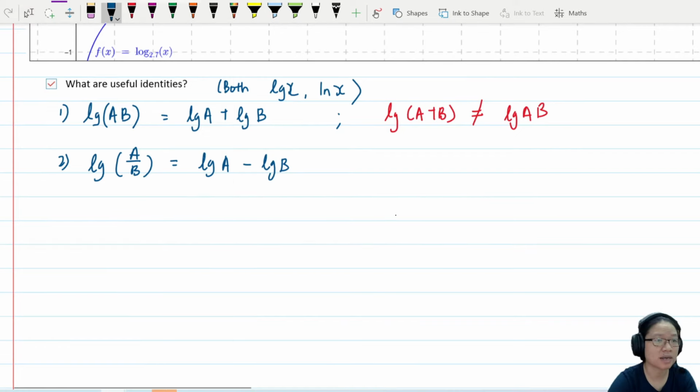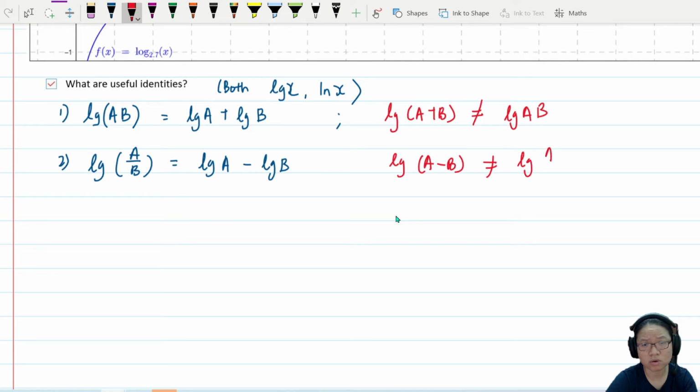So in the same vein here, please make sure you know that log of A minus B is not equal to log A over B. I also don't know what is going on here. No, right?